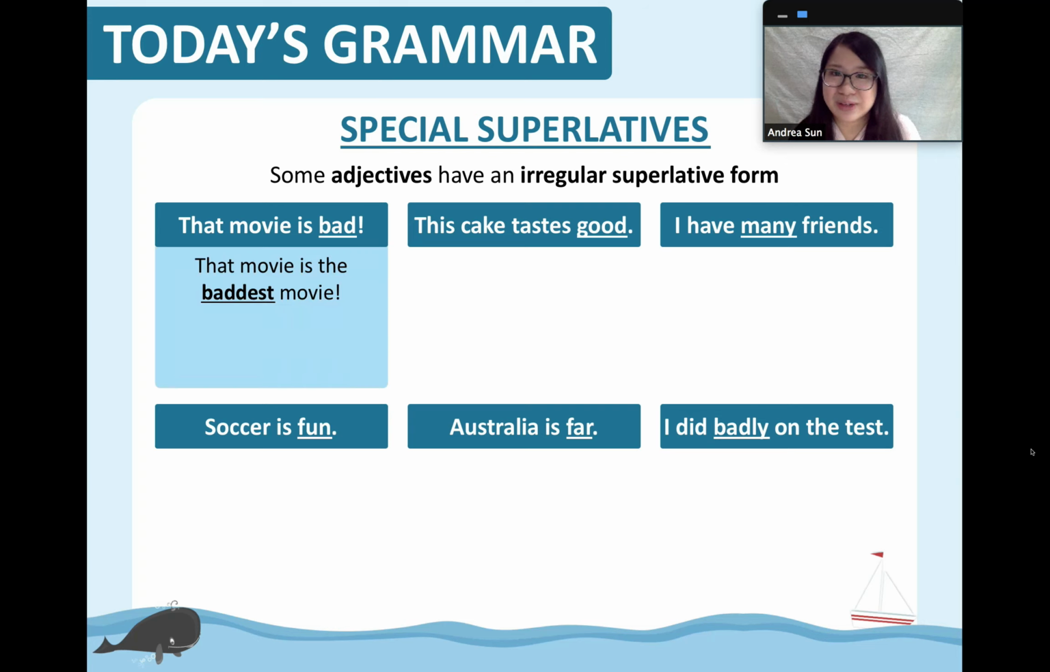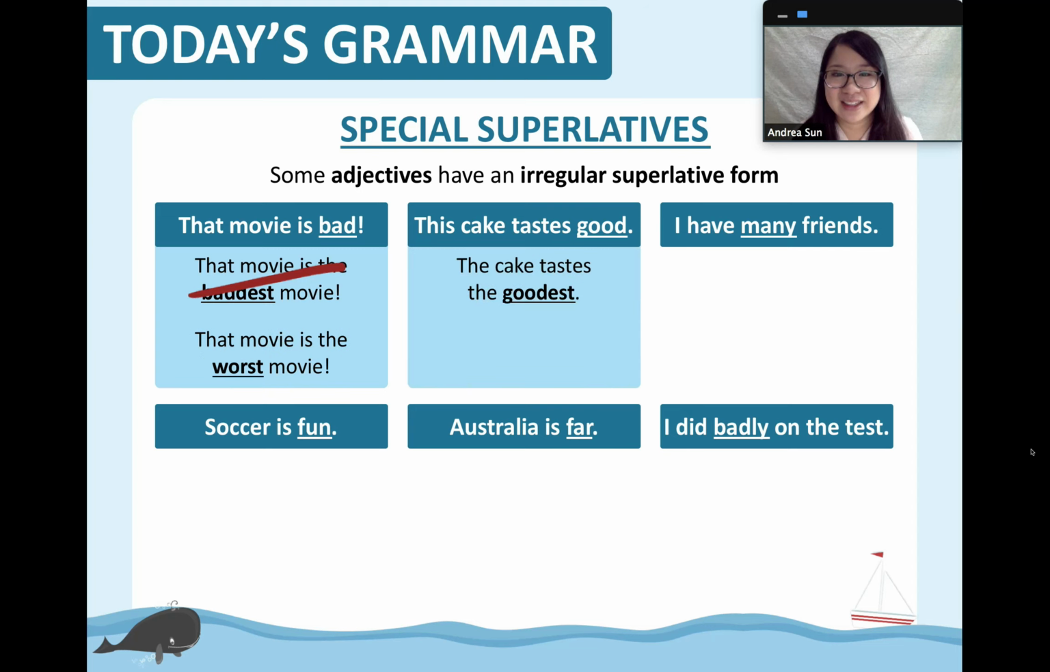But we don't add -est. "That movie is the baddest?" Bang, that is wrong. That movie is the worst movie. "This cake tastes the goodest." Bang. This cake tastes the best.